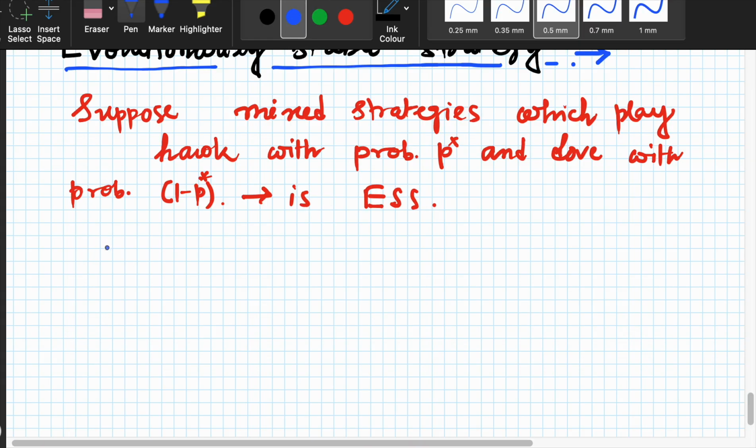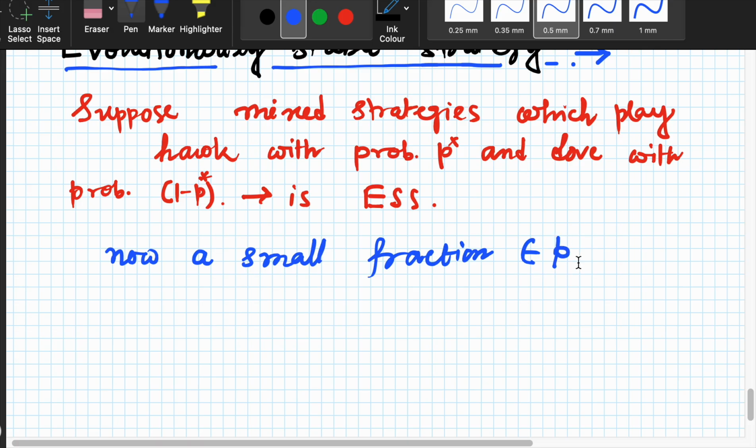And now a small fraction, suppose epsilon, of mutants come into the population who use the strategy p. Similarly, this strategy with probability p will play hawk, and with probability 1 minus p will play dove.